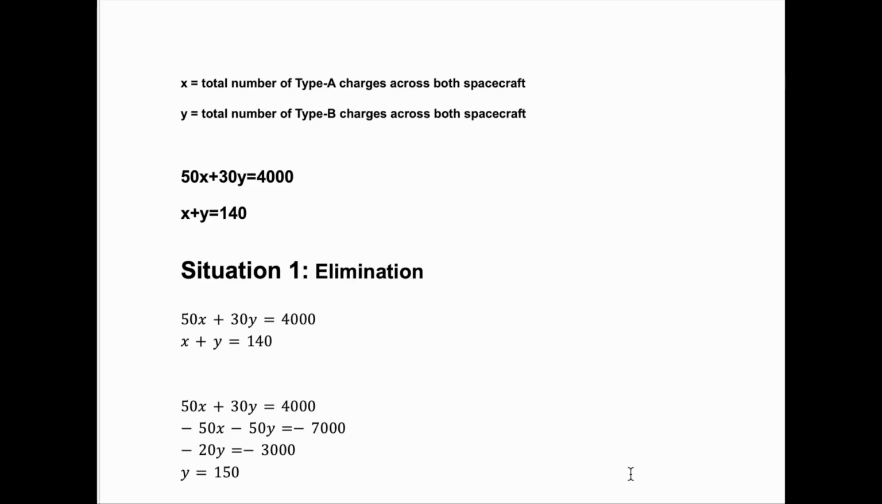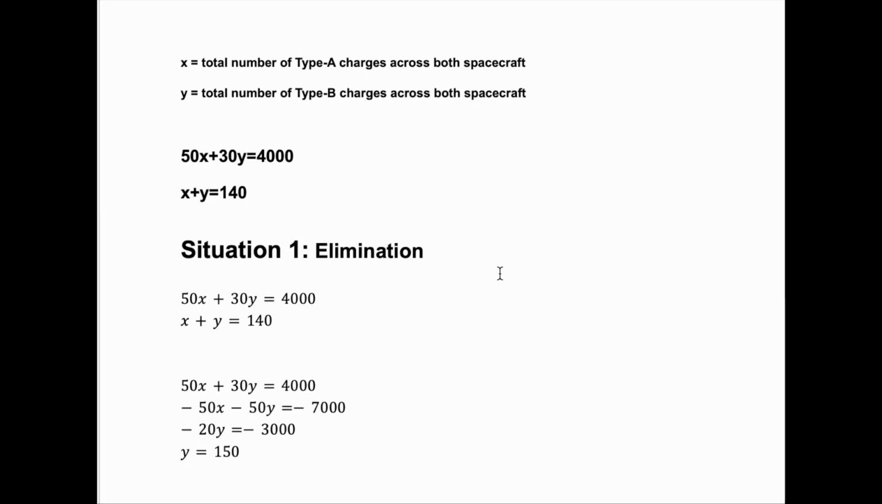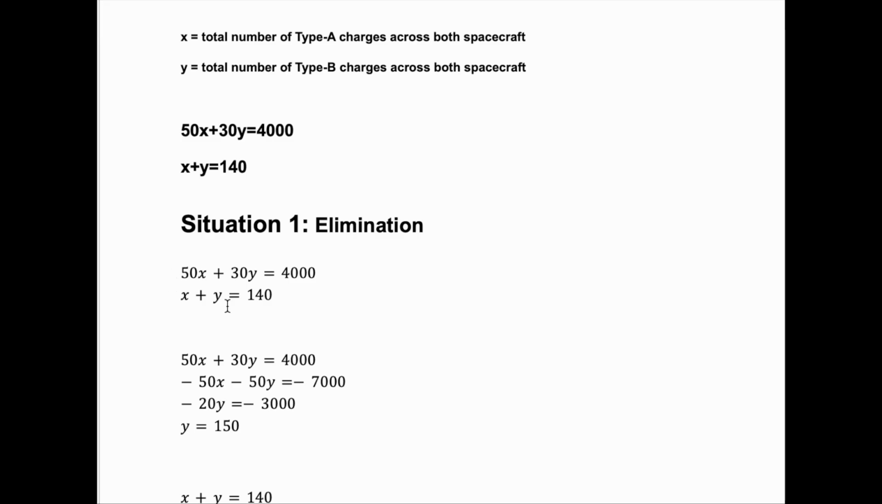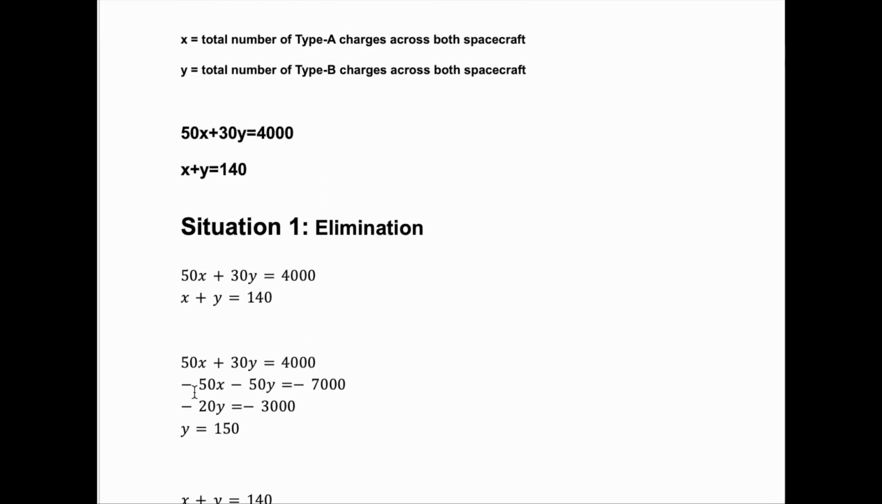So the first method to solve this problem is elimination. In this scenario, we'll want to eliminate one of the variables. In this case, we'll eliminate x. To do that, we need to make this into a 0. So as we see here, we multiplied by negative 50, distributing negative 50 to all the terms in the second equation. So we got negative 50x minus 50y equals negative 7,000.